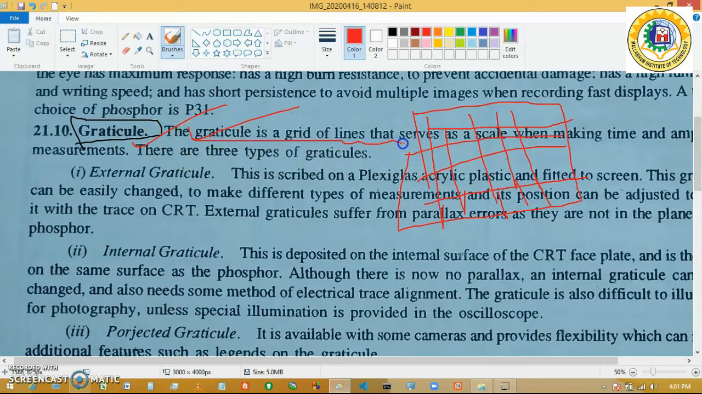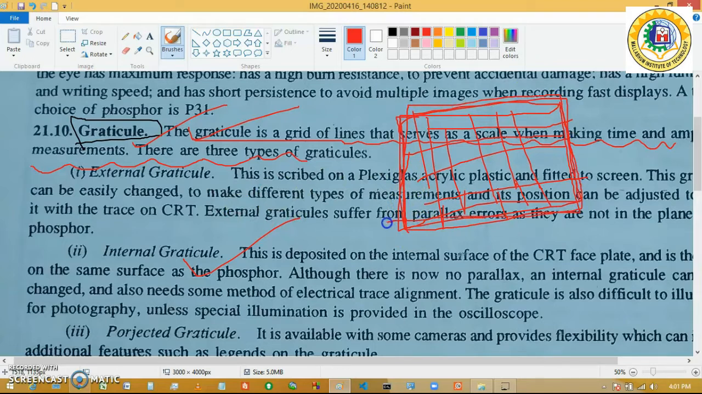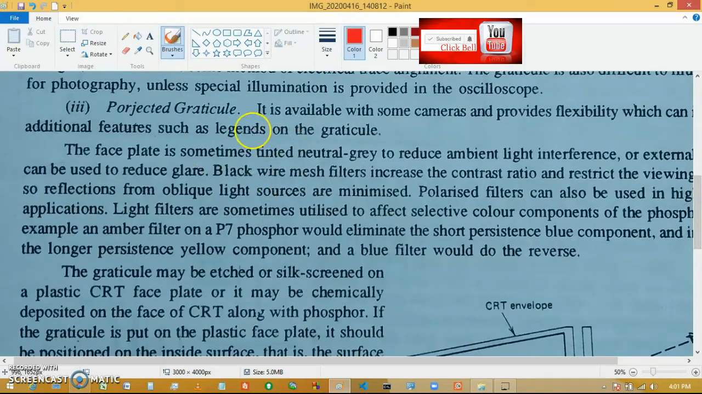So a graticule is a grid of lines that serves as a scale when making time or other types of analysis through the CRO. Now all of you have seen this type of grid line. This grid line can be deposited at the time of fabrication of the CRO. This cannot be changed. That is called the internal graticule. An external graticule can be placed here in the form of different types of screen material to measure different types of measurements, and projected graticules are different, which can be projected externally by means of any kind of projector to make different types of measurements.